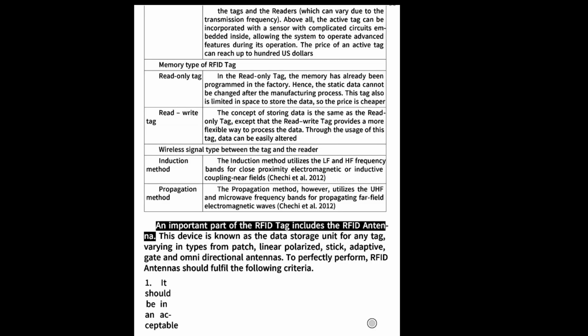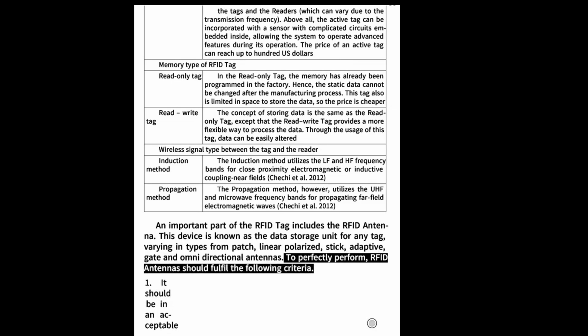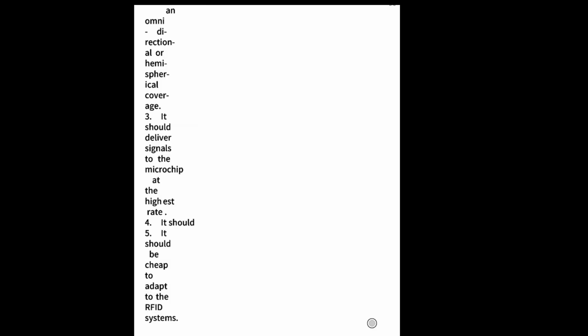2012. An important part of the RFID tag includes the RFID antenna. This device is known as the data storage unit for any tag, varying in types from patch, linear polarized, stick, adaptive, gate and omnidirectional antennas. To perfectly perform, RFID antennas should fulfill the following criteria. 1. It should be in an acceptable and omnidirectional or hemispherical coverage. 3. It should deliver signals to the microchip at the highest rate. 4. It should perform robustly. 5. It should be cheap to adapt to the RFID systems.